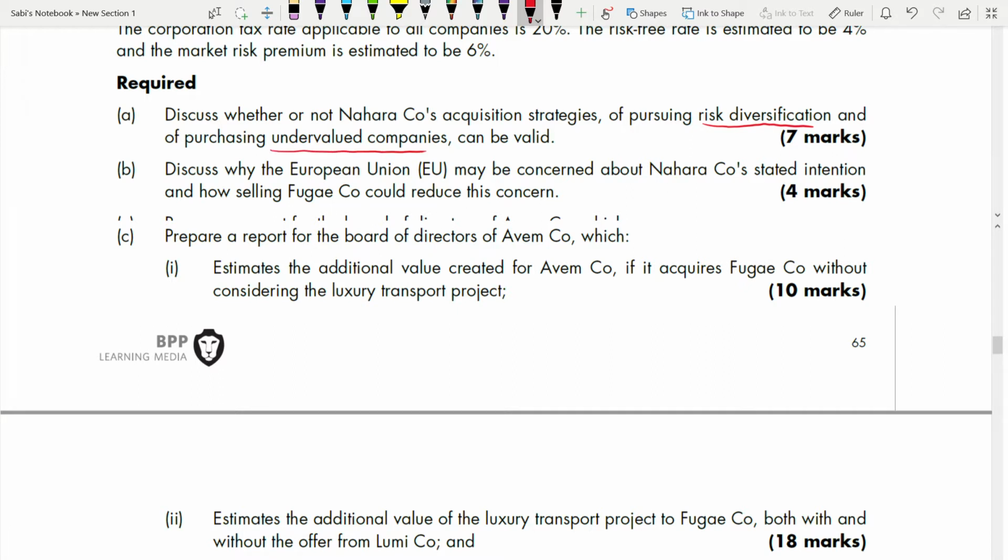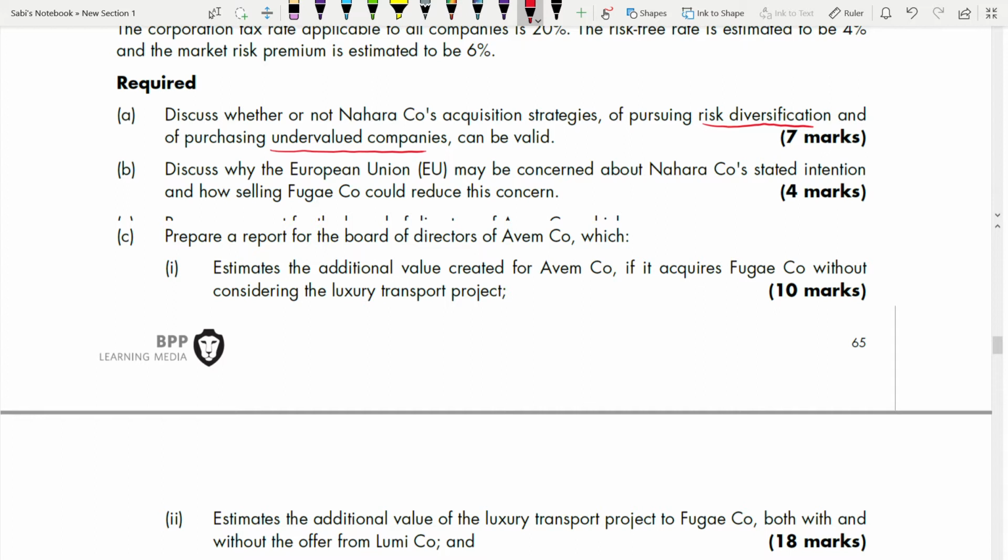To answer this, you have to know some theory of what is risk diversification and what are undervalued companies. When you value and when you acquire these, how does it impact? So this you have to know, and it is for 7 marks. And the marks are divided equally between these two components. We'll be going through this, don't worry.